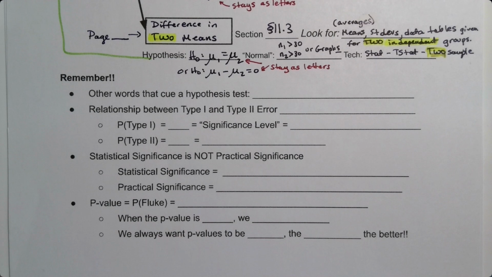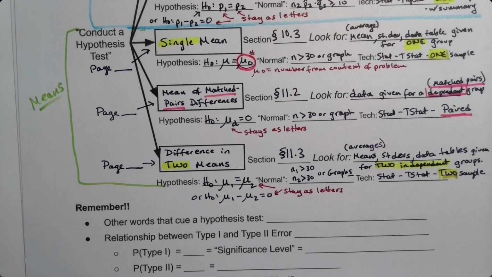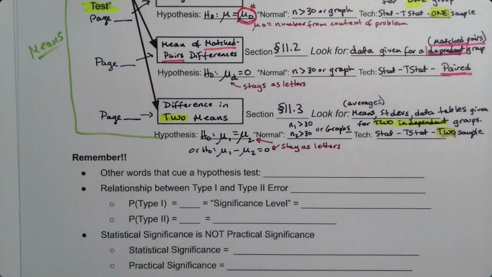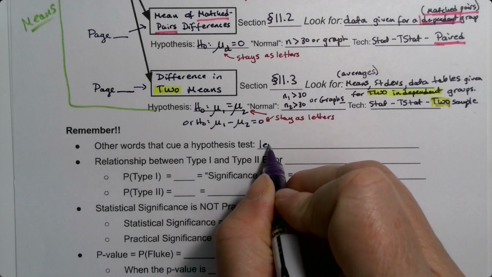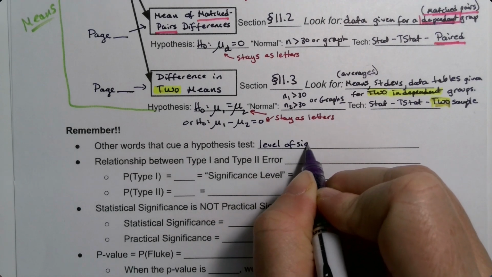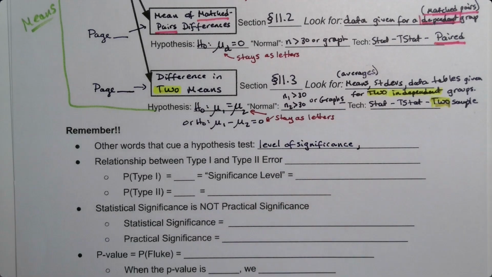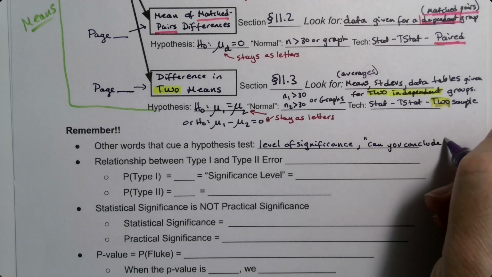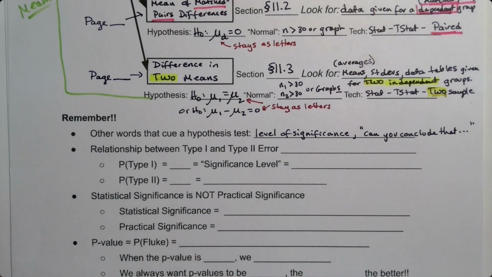we might have forgotten. So what are some words that cue that you're going to do a hypothesis test? Of course, there's the standard "conduct a hypothesis test." It's kind of a sign, right? If they tell you to conduct a hypothesis test, that generally is it. But you can also look for level of significance. If there's a level of significance given, that means you're doing a hypothesis test. "Can you conclude that?" Right? If it's asking for a conclusion, that means you have to run the test to be able to draw that conclusion.